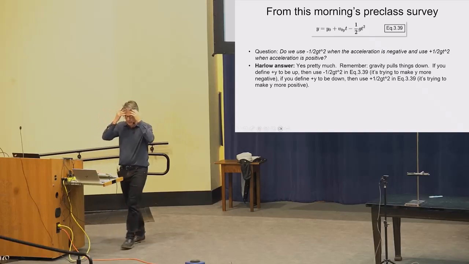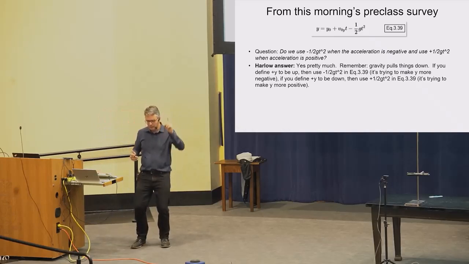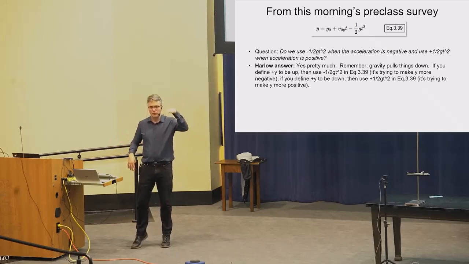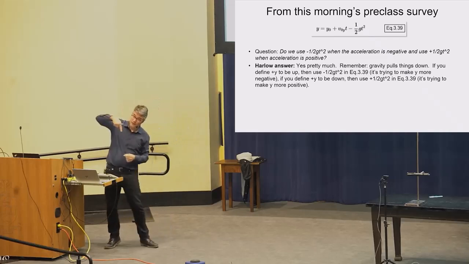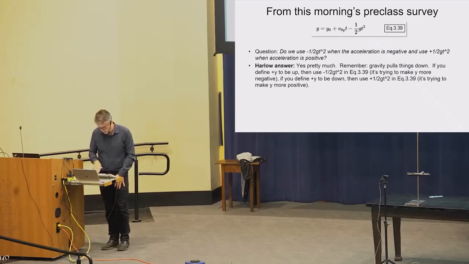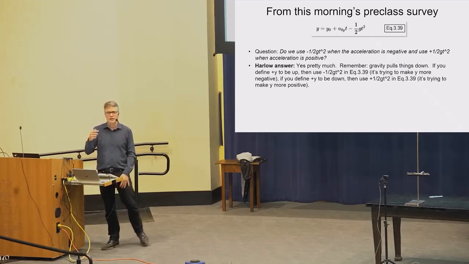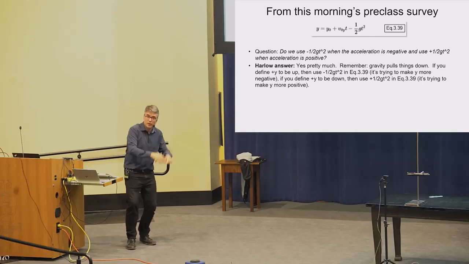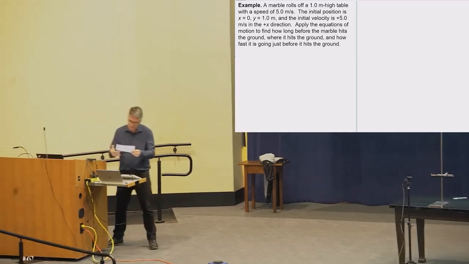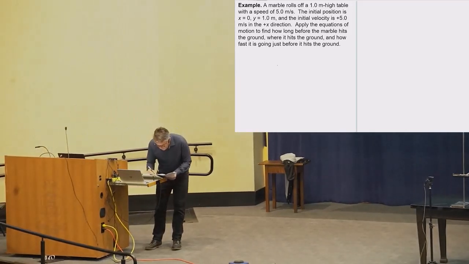And the way I kind of remember that is that if plus y is up, then gravity pulls things down, right? So it's trying to make y like more negative. But if you define plus y to be down, then you use the plus 1/2 g t squared in this equation to change to plus, because then gravity's trying to make things more positive. So let's just work this out. Sometimes when you do the actual numbers, maybe it makes a little more sense.